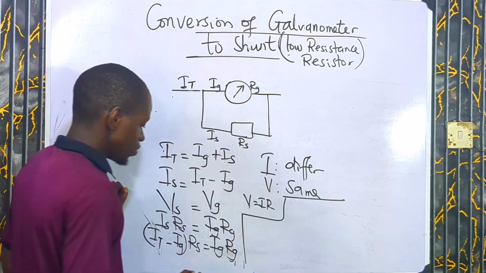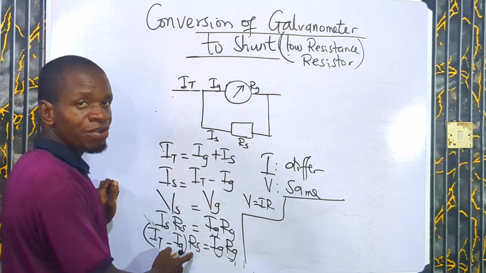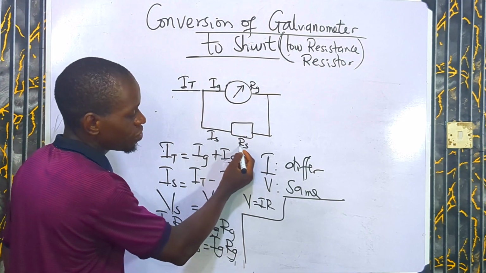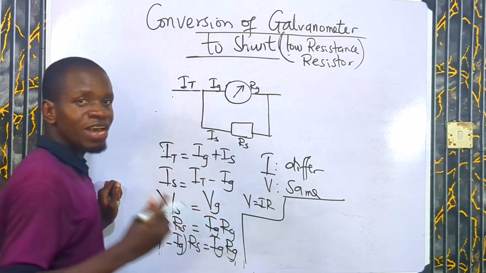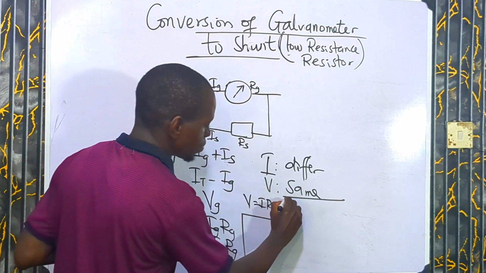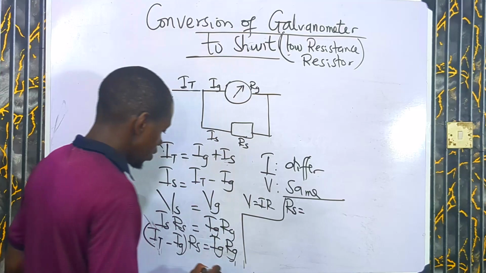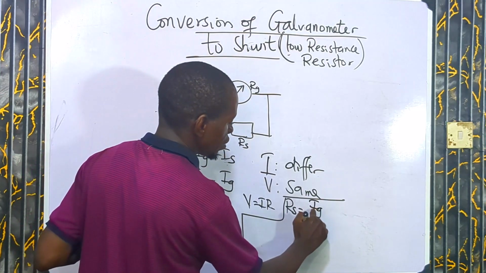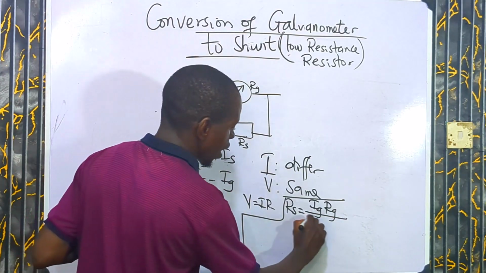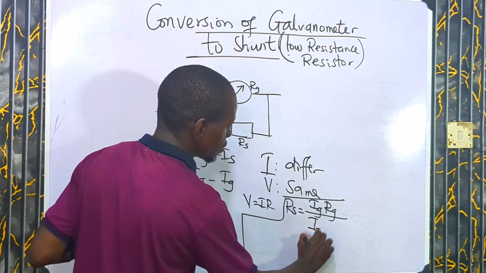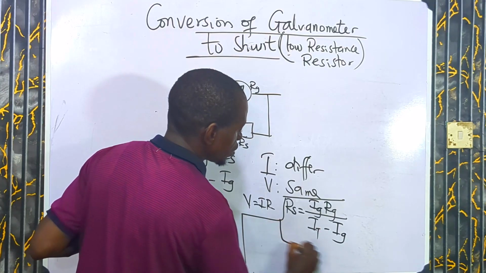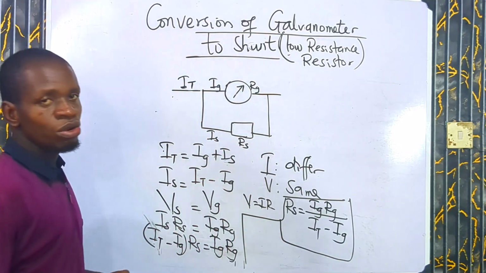Okay, let's finish up. So what am I going to do next? I'm looking for my RS, the resistance of the shunt. So because I am looking for that, I'm going to make it the subject, and if I make it the subject, I'm going to have RS will be equals IG RG all over I total minus IG. So this is the formula to calculate your shunts.